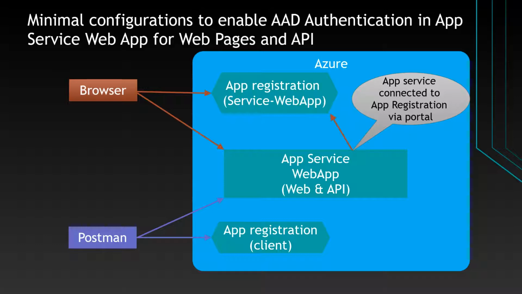When we access from the browser, we will be using the URL. It will be redirected to login.microsoftonline.com. Then, after getting the credentials, it will redirect back to the application. Postman uses a two-step process: one step to get the token, and a second step to call the API using the token.